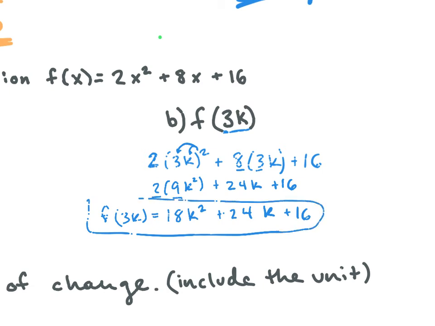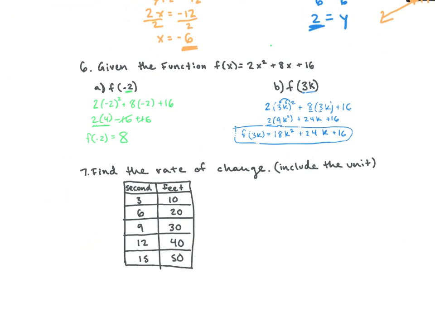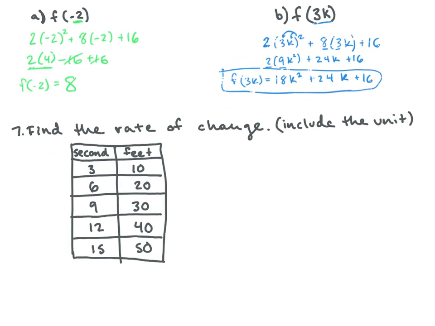All right, let's look at 7. We need to find the rate of change and make sure we include the unit. So our rate of change is the same as the slope formula. So we have our y2 minus y1 over x2 minus x1. Our y2 would be our 50 down here. Our y1 is our starting y. Our x1 is our starting x, and our x2 is our ending x. So we have our x1 and y1 together, our x2 and y2 together.